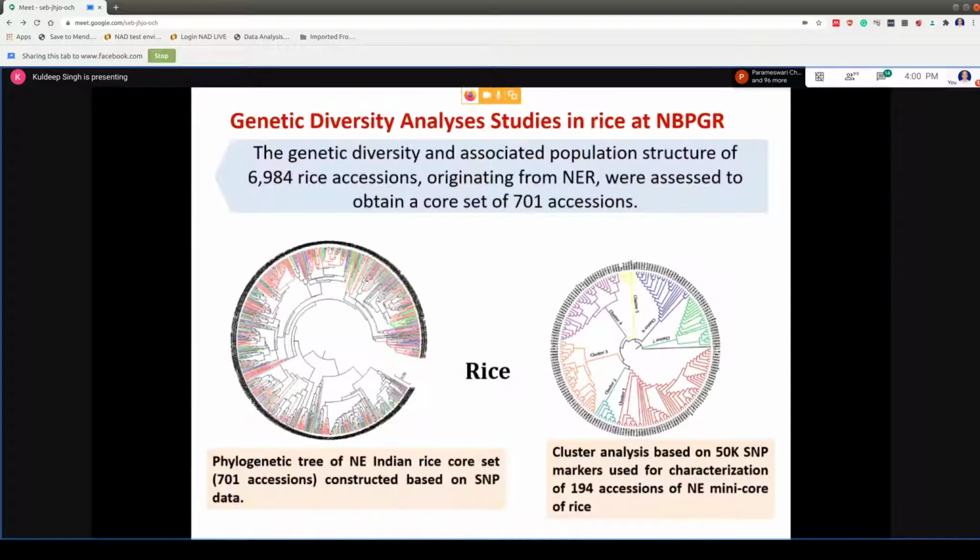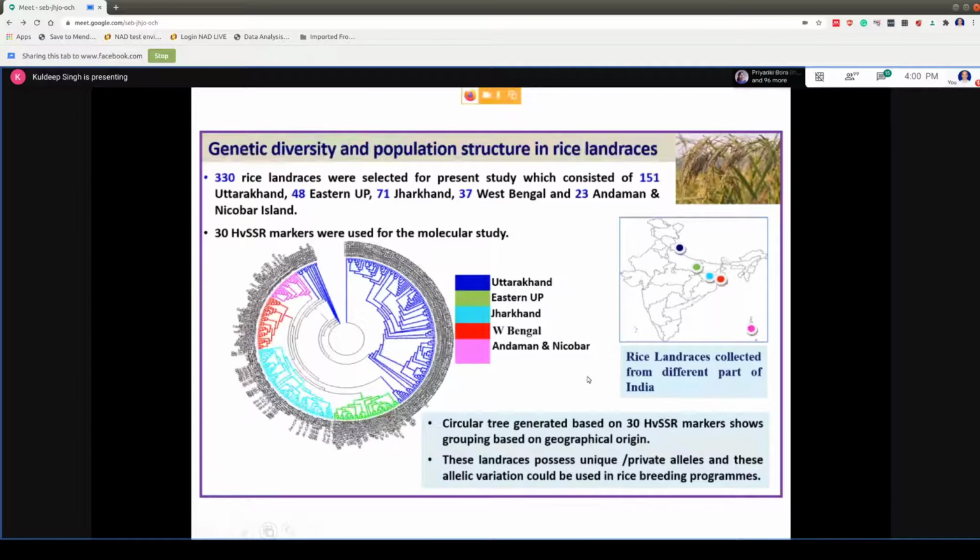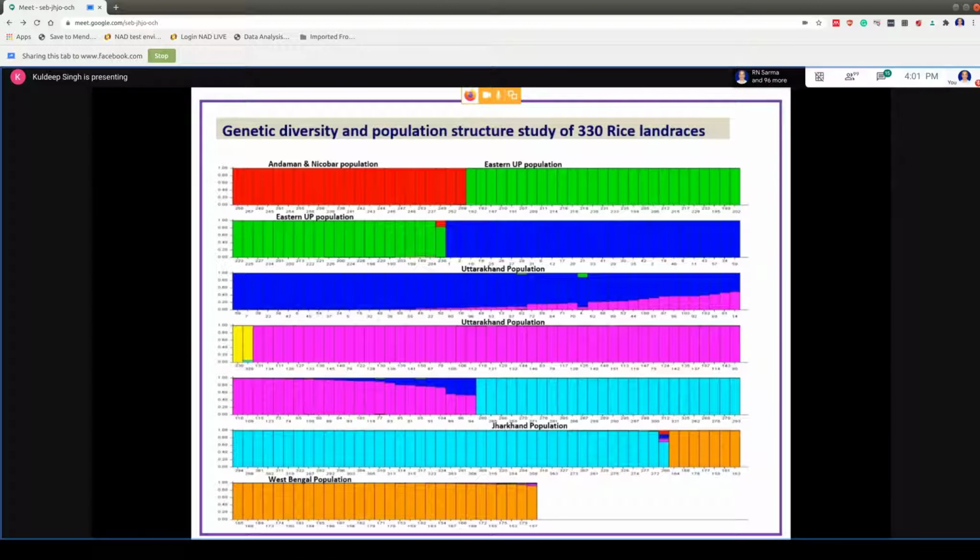And I'll give you some of the examples. See, this is one example of how useful this is. This is a simple analysis of a very small set of germplasm of the Northeast. And using the normal markers vis-a-vis a 50K SNP chip, very specific groups are coming up. And then we did one more experiment having around 300 accessions coming from different states, 1, 2, 3, 4 and 5 states. And we did the structure analysis of this one.